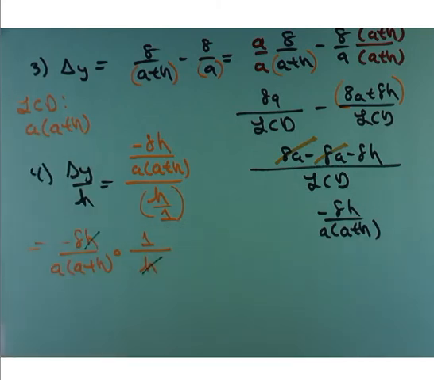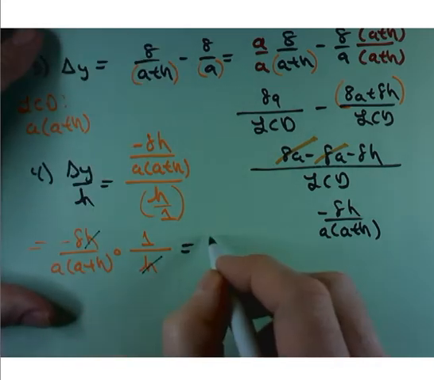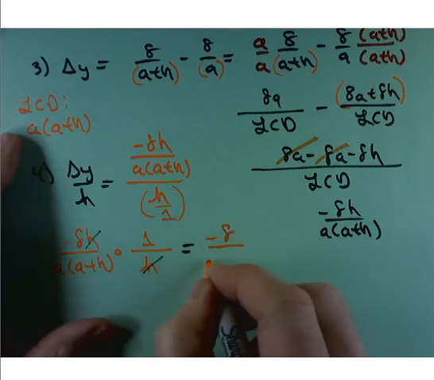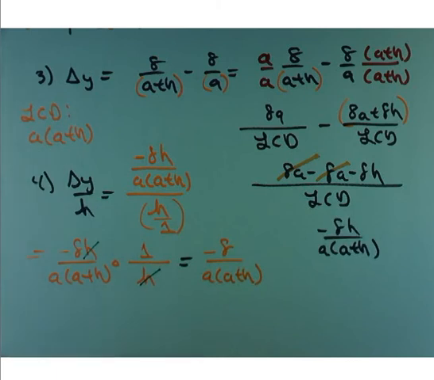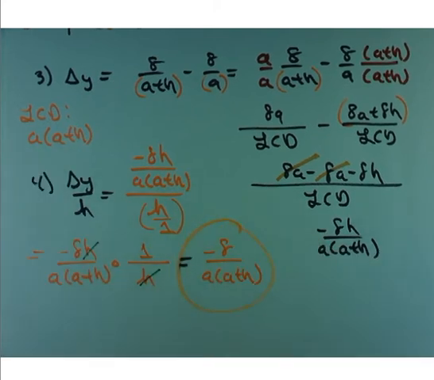The h's cancel. Whew. So after a mere 10 minutes of work, we get to our final answer, which is negative 8 over a times a plus h. As strange as it seems, this actually does have real world applications. So there's your average rate of change between those two points.